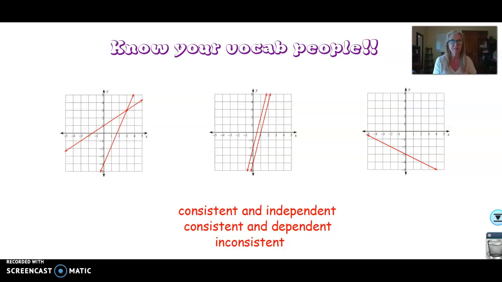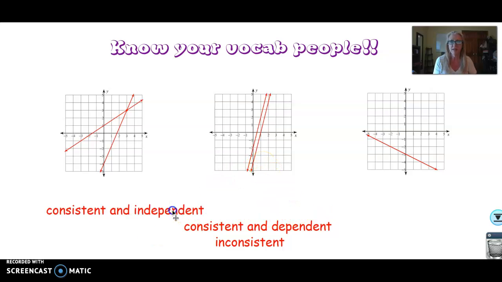Some of you are making careless mistakes just by not knowing the vocabulary. And I have to think if you were really watching the videos, you would get those right. When we're talking about these 3 terms, consistent and independent, and inconsistent. Consistent means that the lines touch at one or more points. It means they're going to run into each other or they are each other, okay? So consistent is anything except parallel, okay?